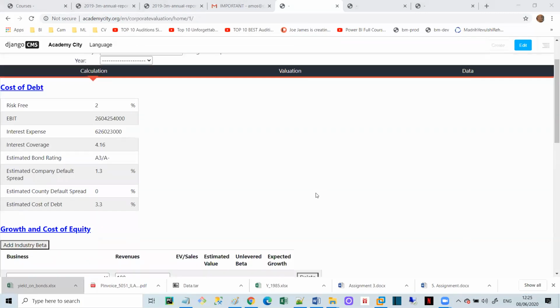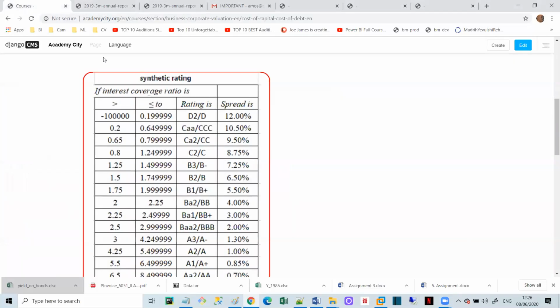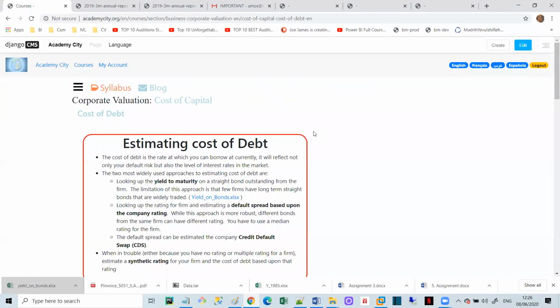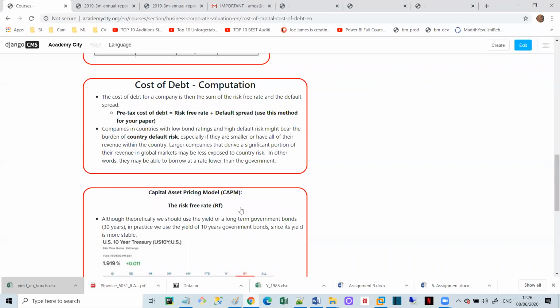The next one is estimating the cost of equity. By the way, everything that I'm going over is right in here. So everything that I did, it's right in here. And cost of debt, I talked about that.